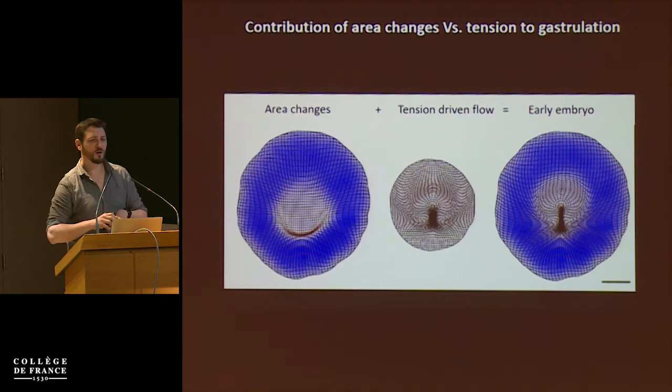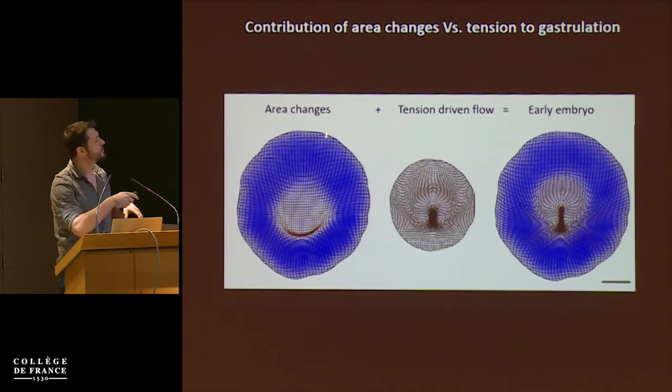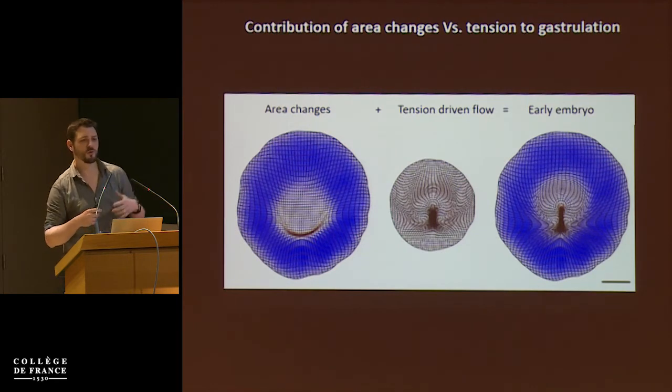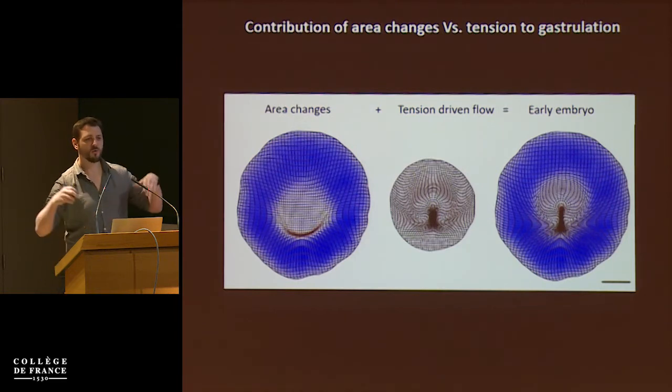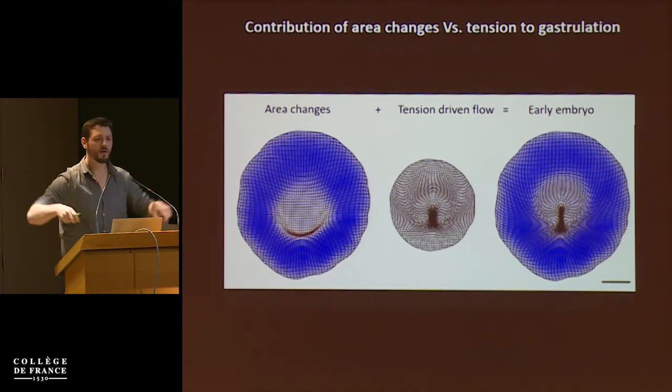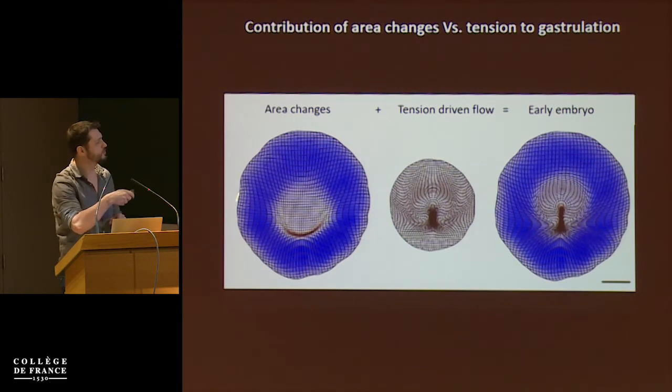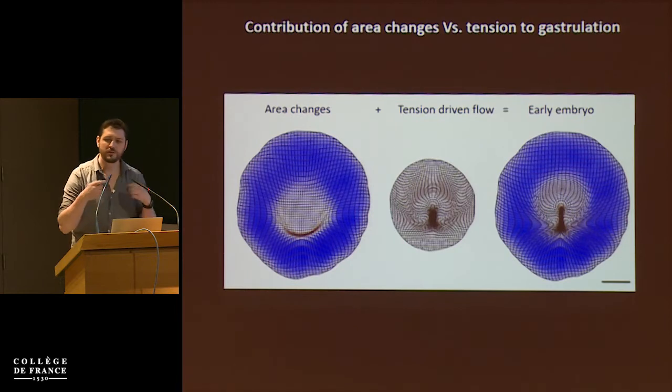Now, because we can uncouple the contribution of the area change and the tension-driven flow in the model, we can see what the outcome would be if the embryo was driven only by area changes. And you can see, as I said at the beginning, that this explains very nicely how you get cells disappearing out of the plane and how you get the formation of the extraembryonic tissue. But it does not explain how you get the primitive streak, whereas the tension-driven flow would explain exactly, although the proportion is not exactly conserved, how you get the rotation that leads to the formation of the primitive streak.